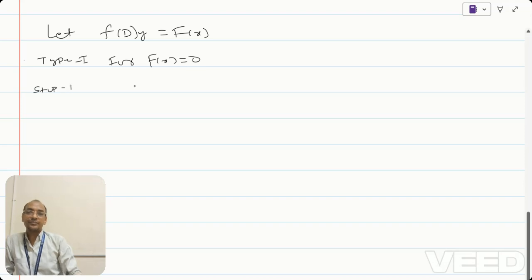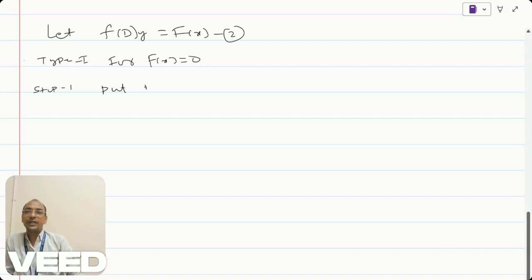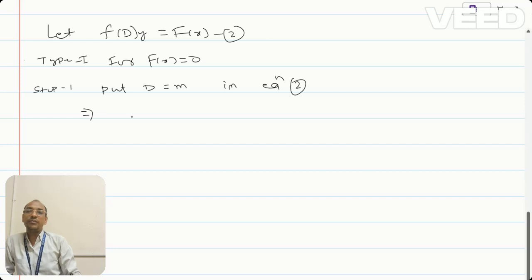So step 1: this is my equation 2. Put D equal to m in equation 2. So wherever D is there in equation 2, you put m. If it is not in the form of D, you have to write it in the form of D, and then put D equal to m. Then this will give you f(m)y equal to 0.